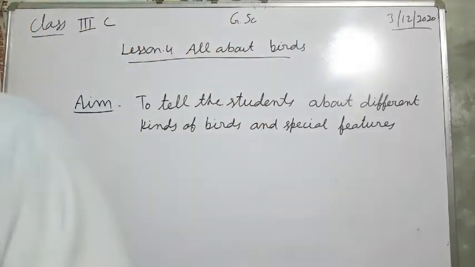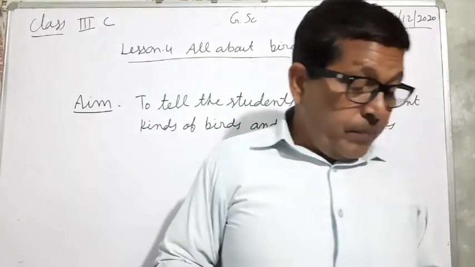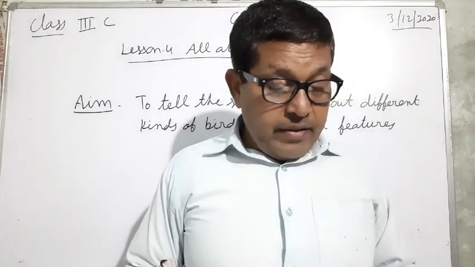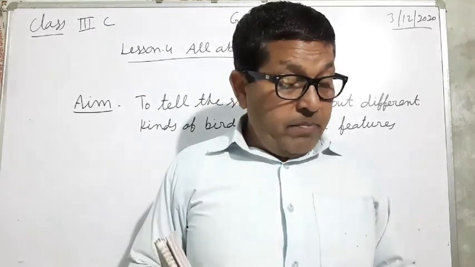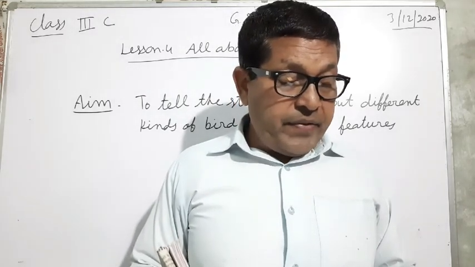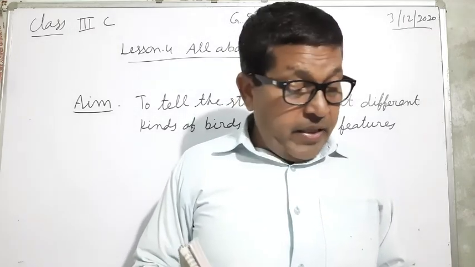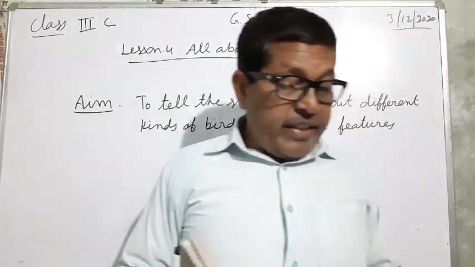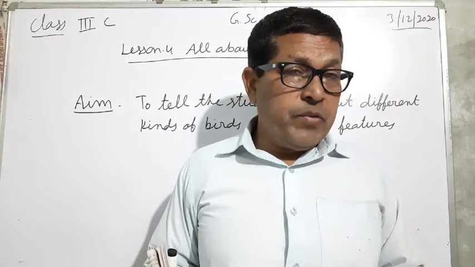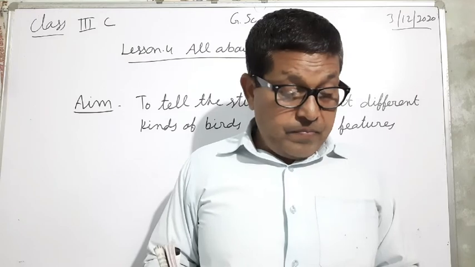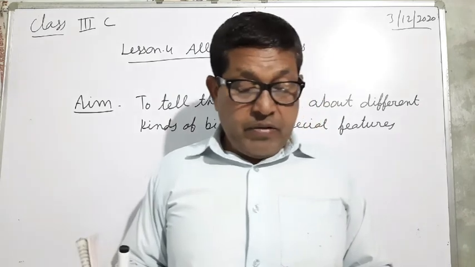Now next, that is feathers. All living things have body covering to save them from heat and the cold. The body of a bird is covered with feathers. Feathers do many jobs for birds. There are three types of feathers.